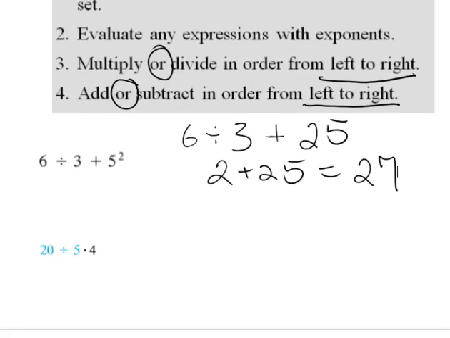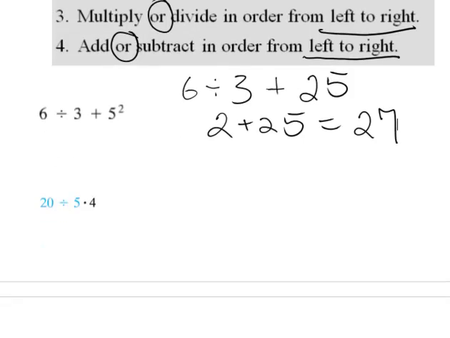Okay, let's try the next one. So again, here I have 20 divided by 5 times 4. Again, I don't have any parentheses, I don't have any exponents. I do have multiplication and division, but remember, I need to do whichever one comes first from left to right, and the first thing I see is that division. So 20 divided by 5 is 4, times 4, and 4 times 4 is going to give me 16.